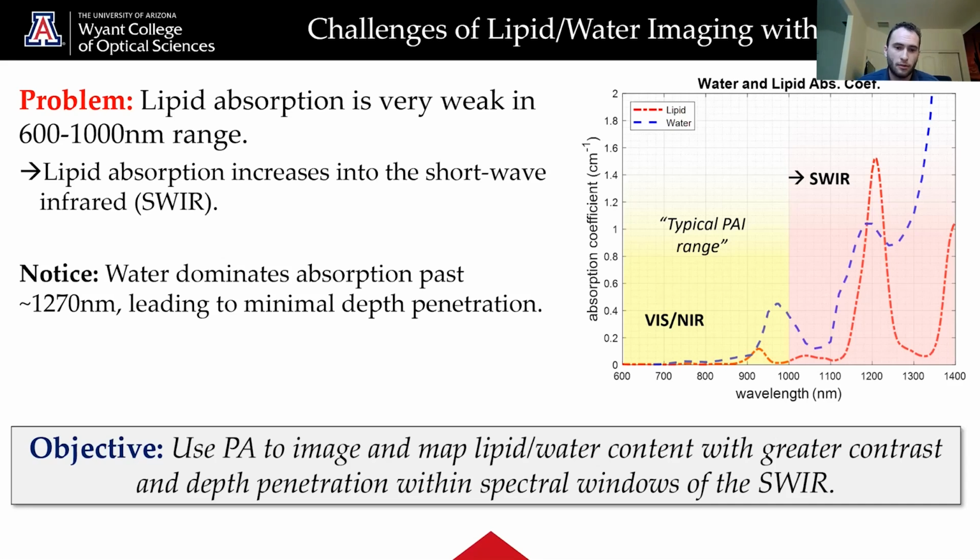So we have to be careful if we want to image lipid and water with photoacoustic imaging. We do have to be careful with the specific waveband and the specific wavelengths we choose, because we don't want to go too low where there's no contrast, but we also don't want to go too high, because maybe there's a strong lipid peak at 1770 nanometers, but the absorption of water is also simultaneously so great at that wavelength that we're not going to get much depth penetration.